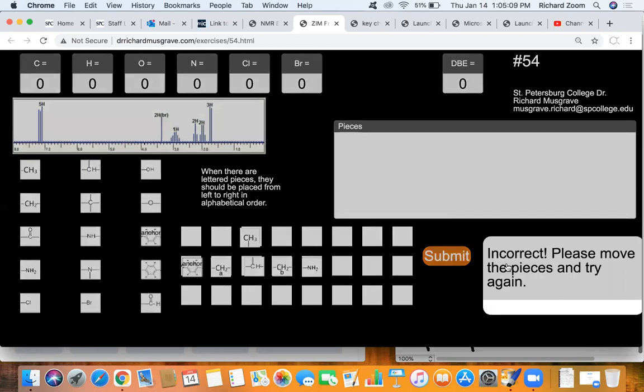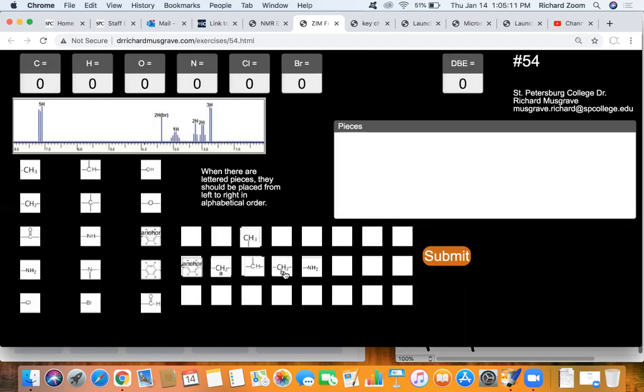And it says it's incorrect. So it means I have to move the pieces around. So I should be trying to look at this and be able to determine that. And what I should do is realize that this CH has 5 adjacent hydrogens, because you can see it's got 6 peaks. If you look up there, it's got 6 peaks, so 5 adjacent hydrogens, which means it's more likely like this.